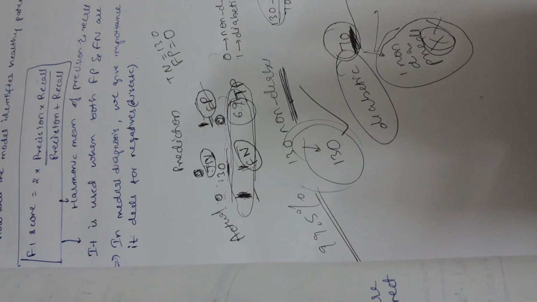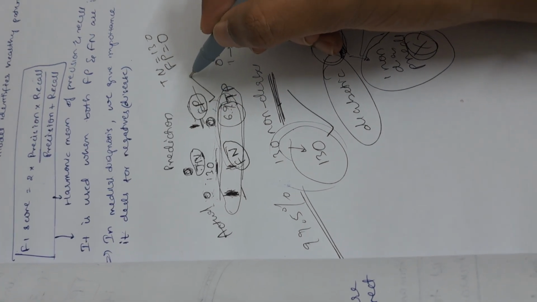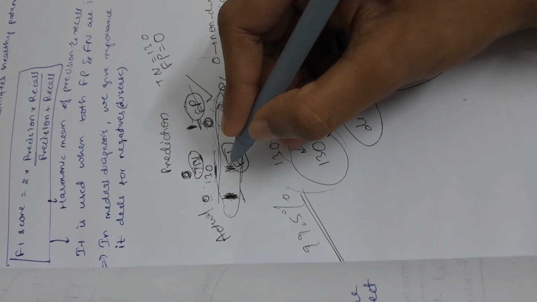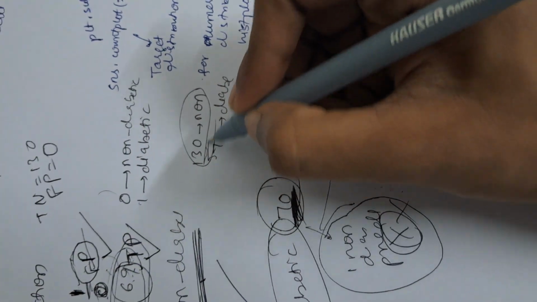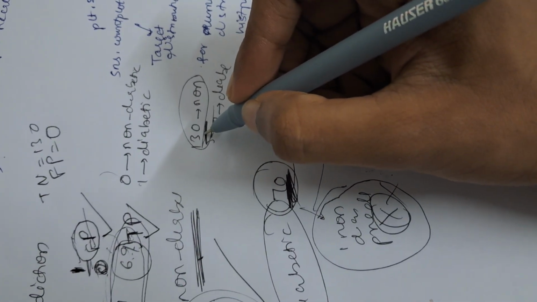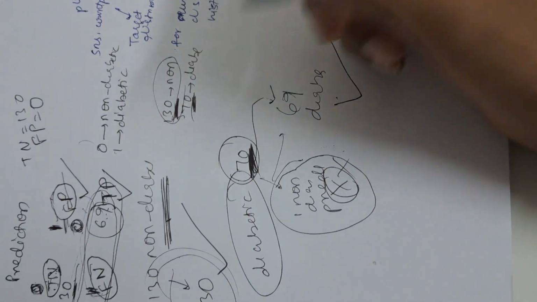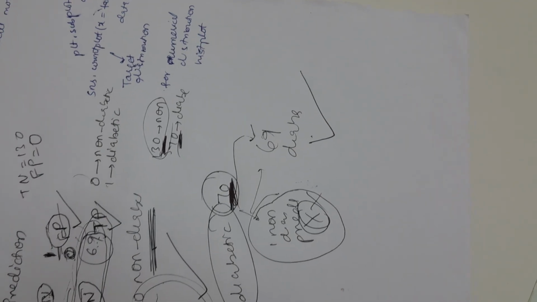So now you have understood that your model is 100% perfect in predicting non-diabetic, and slightly less perfect in predicting diabetic. Only 1% it couldn't predict as diabetic, but it's okay. That's fine. But why is it like that? Because in your testing data, 130 non-diabetic are there, and only 70 diabetic are there.